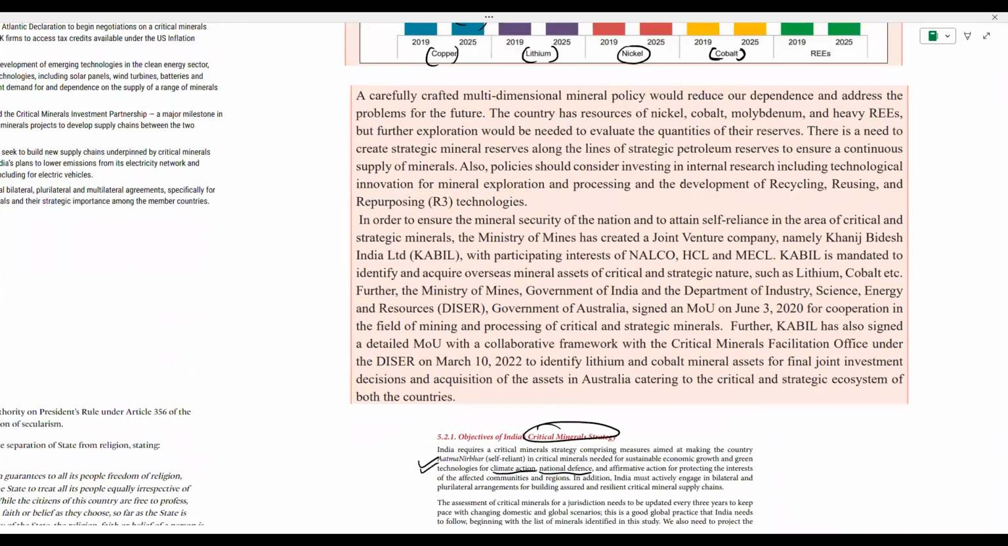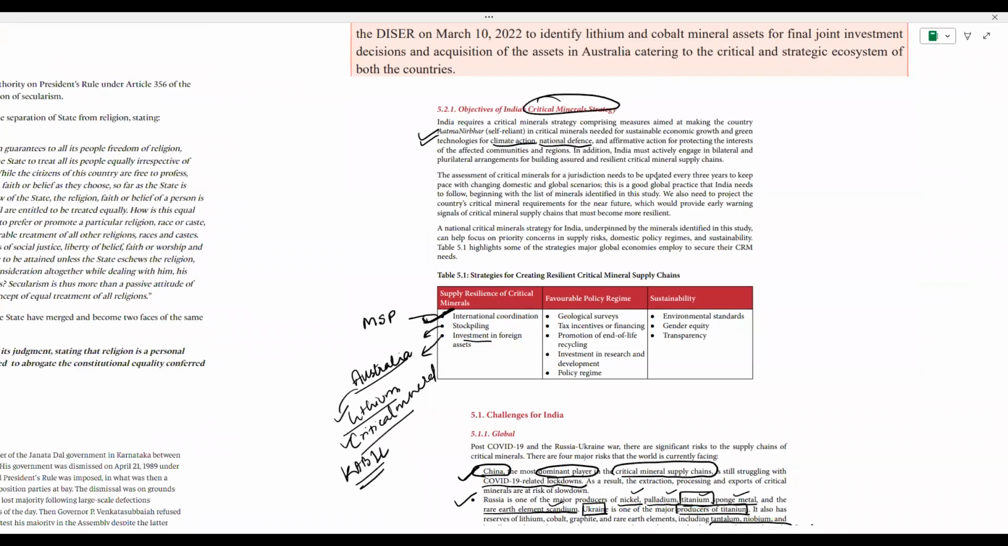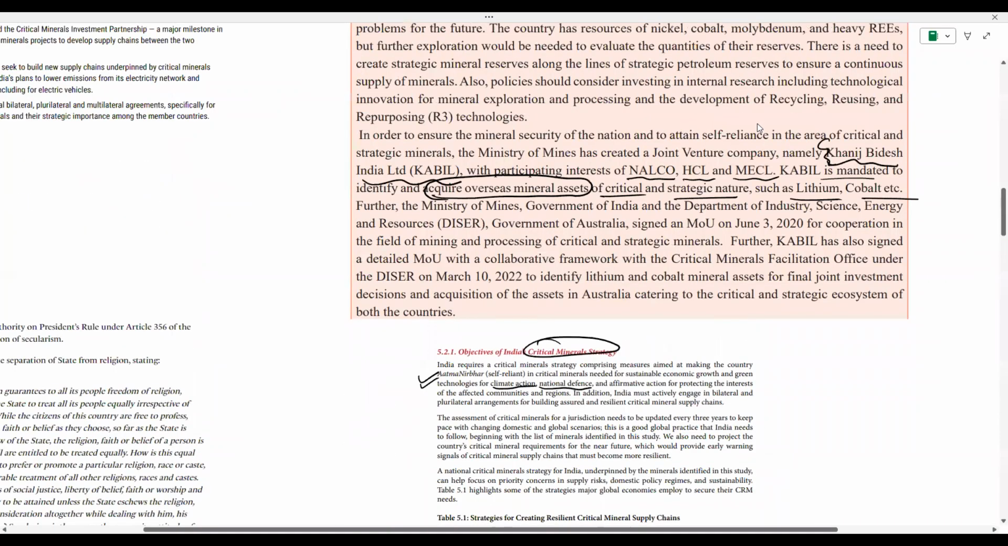So Kabil is what? Khanij Videsh India Limited. Khanij means minerals, Videsh means foreign, India means Bharat. What is Kabil? Kabil is a joint venture of NALCO, HCL, and MECL. Kabil is mandated to acquire overseas mineral assets of critical and strategic nature like lithium and cobalt. Kabil is doing investment in foreign assets.